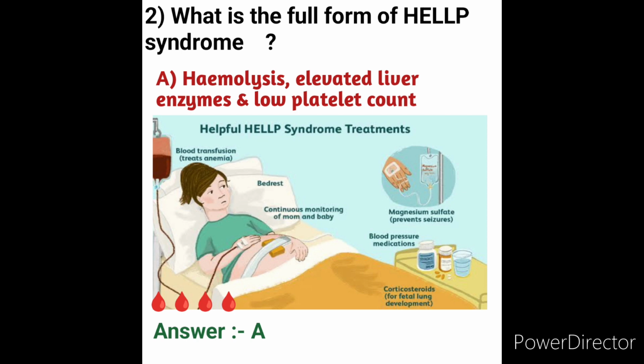Okay friends, HELLP syndrome is one of the life threatening complications during pregnancy. Option A, hemolysis, elevated liver enzymes and low platelet count, is the correct answer. Next we will discuss the next question.